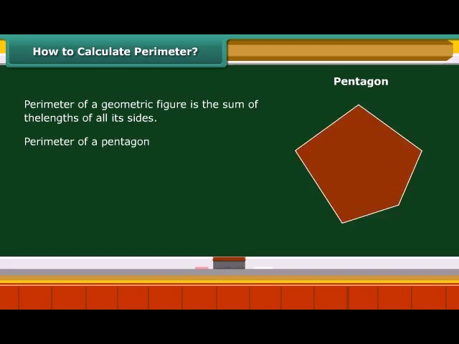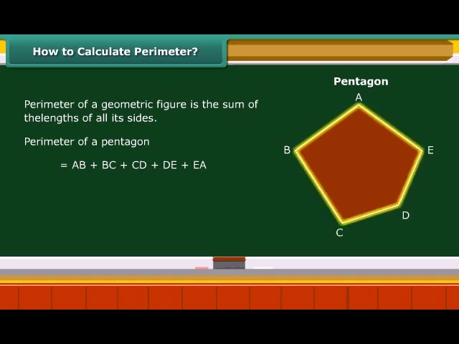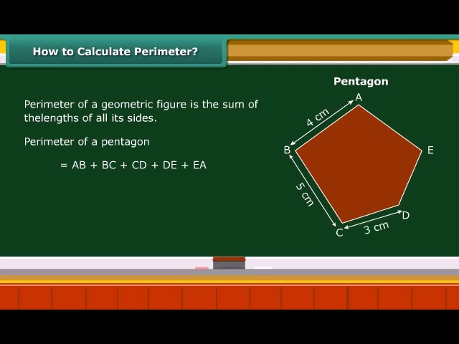Suppose the lengths of the 5 sides AB, BC, CD, DE and EA are: AB as 4 centimeters, BC as 5 centimeters, CD as 3 centimeters, DE as 3 centimeters, and EA as 4 centimeters. The perimeter of the pentagon is 4 centimeters plus 5 centimeters plus 3 centimeters plus 3 centimeters plus 4 centimeters. That is equal to 19 centimeters.